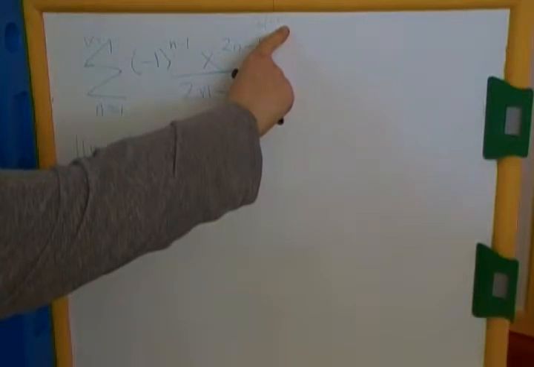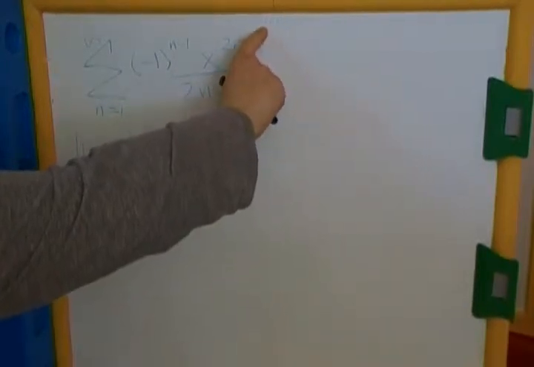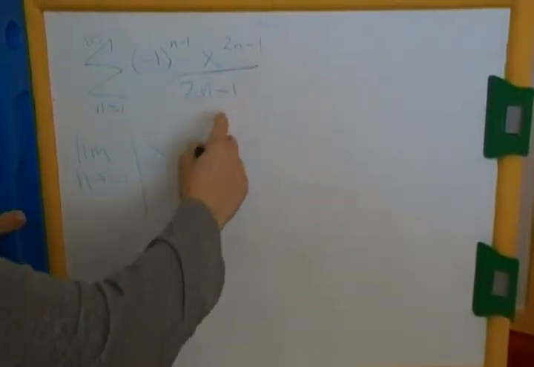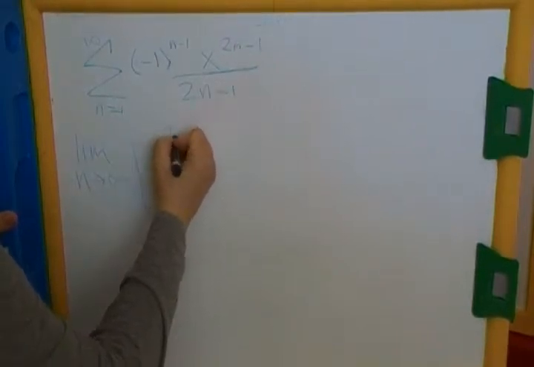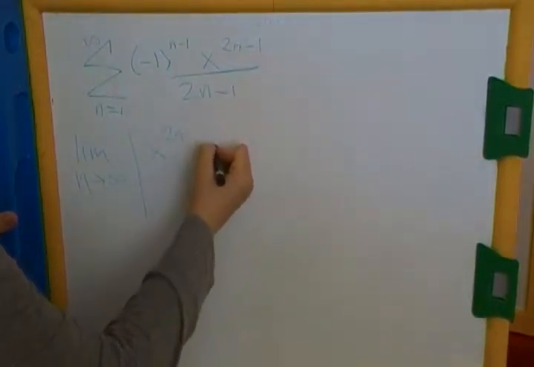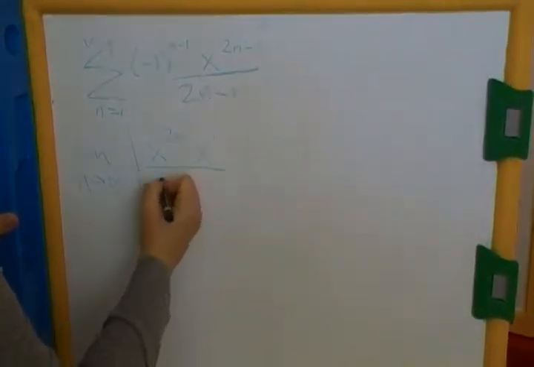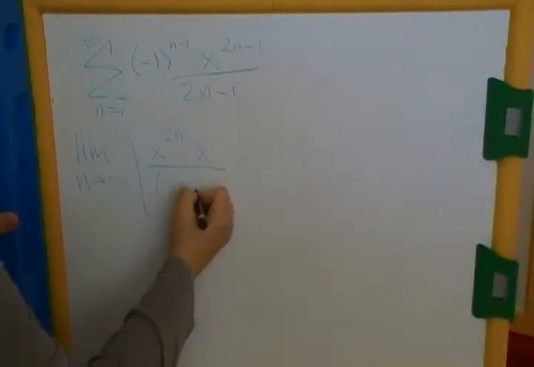So, wow, my brain's in a fog. 2 minus 1 is 1. So it's going to be 2n plus 1 over 2n plus 1.